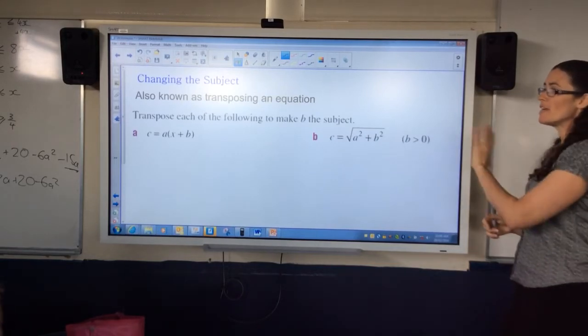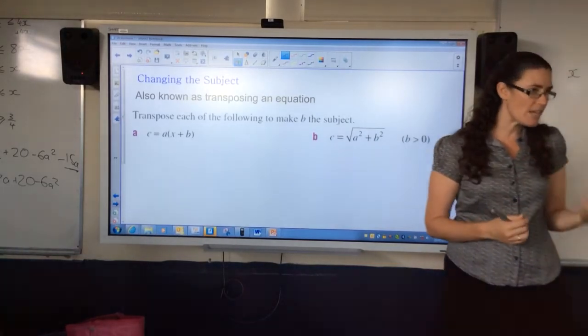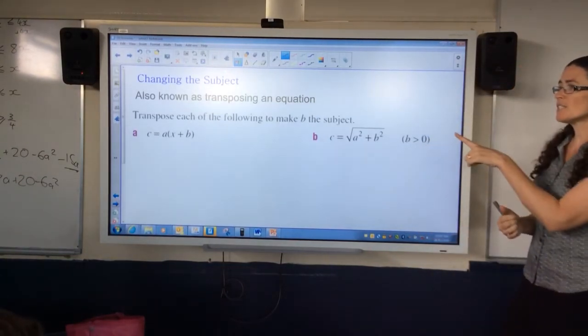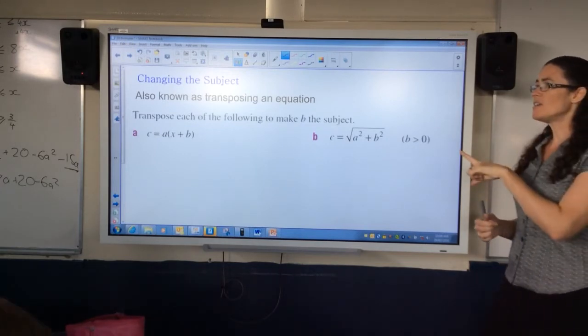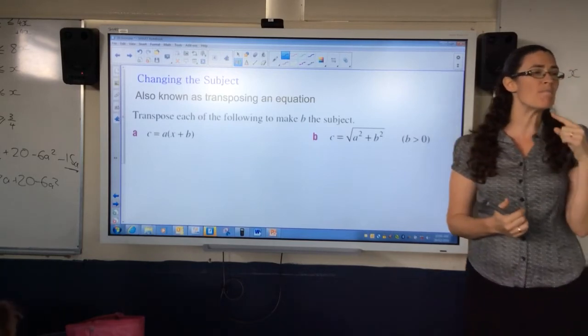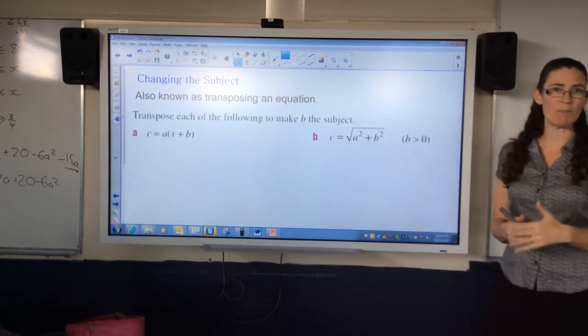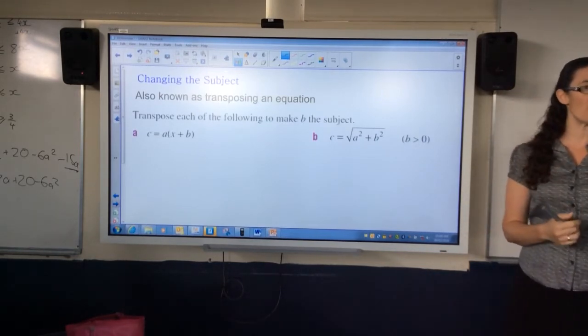Okay, so I've got two equations here and we're going to transpose them, or change the subject to B. In that first one, B is in the brackets. I need to get rid of the A and the X. It would be much better to get rid of the A first instead of expanding it out, because I'm putting more things on the B. So I'm going to get rid of the A first.